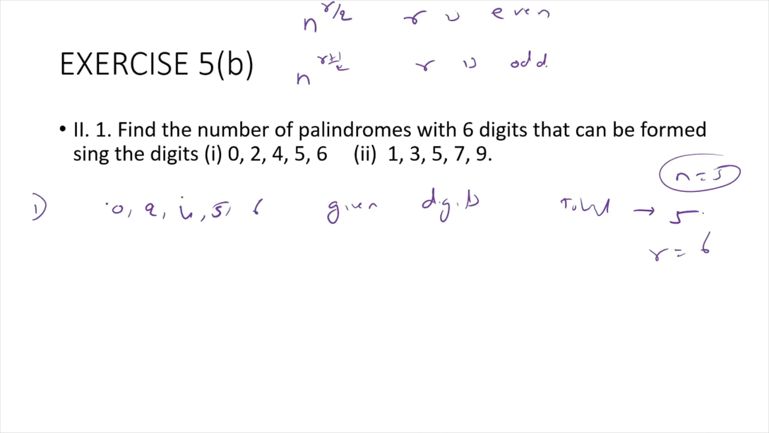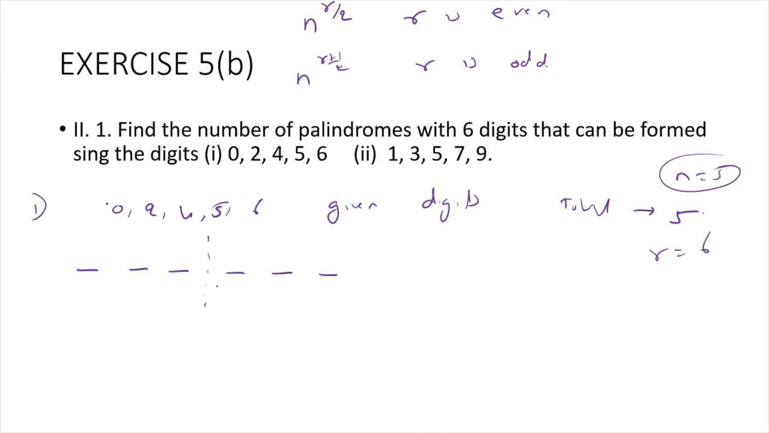But here we have this culprit 0. So I cannot form a 6 digit word starting with 0. We have to form a palindrome with 6 digits. 1, 2, 3, 4, 5, 6.